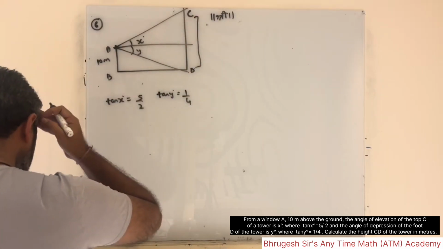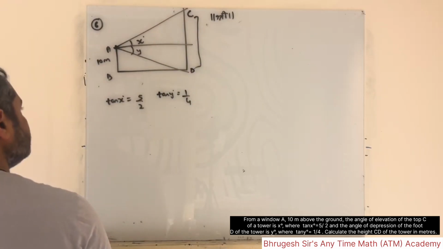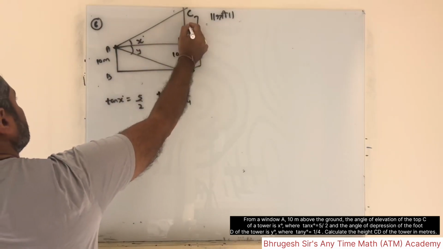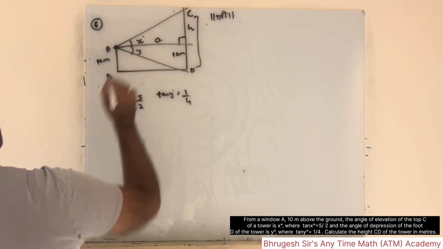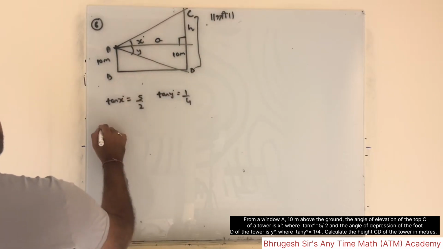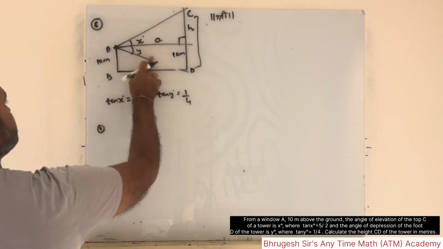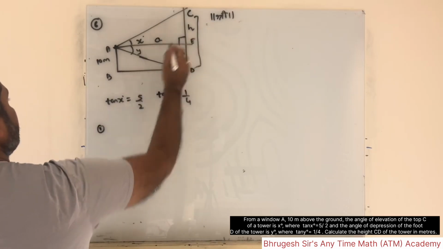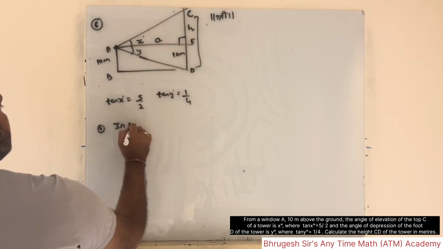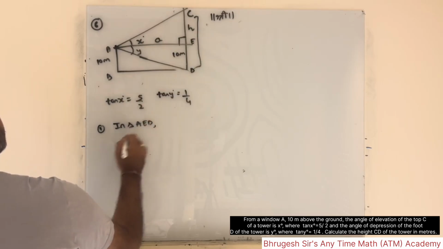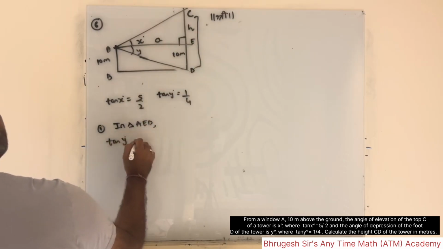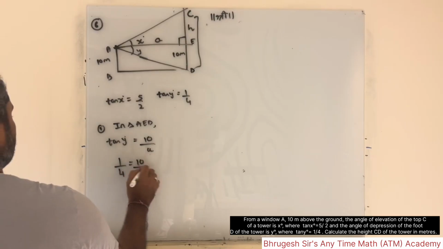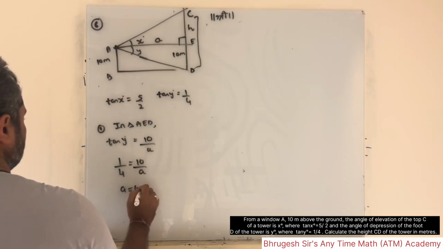We had to find the entire height of CD. Okay, this is 10 meters so this is also 10 meters. This is H and this is A. So first we start with triangle AED. In triangle AED, can you observe? Tan of y degrees is opposite 10 upon adjacent A. 1 upon 4 is 10 upon A. A is 40 meters.